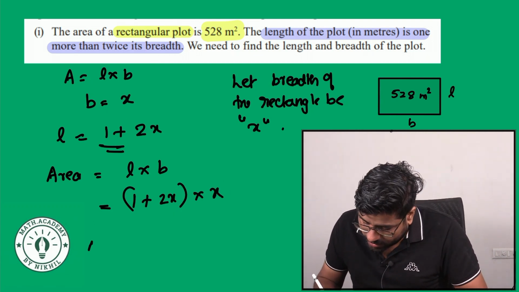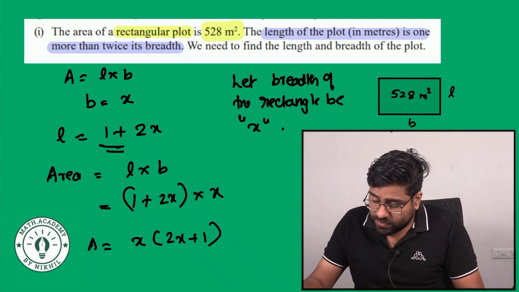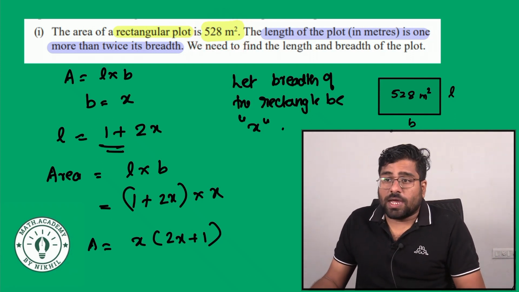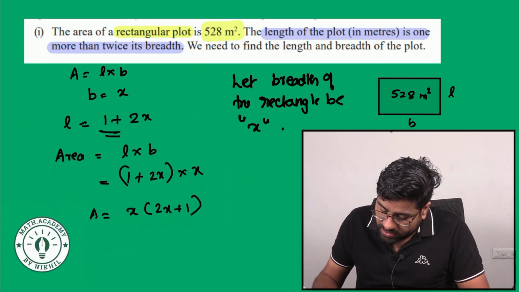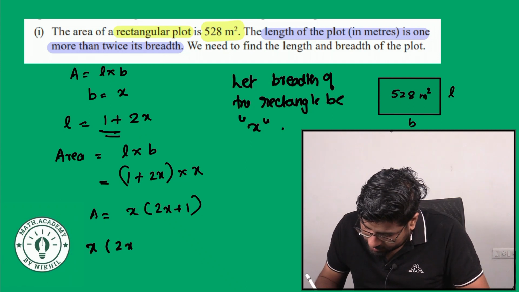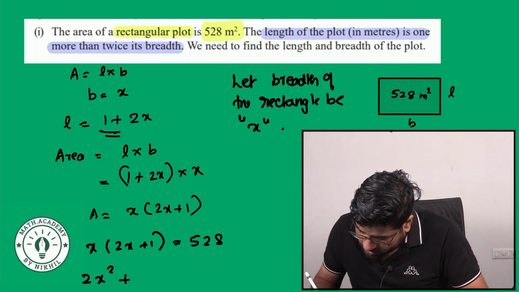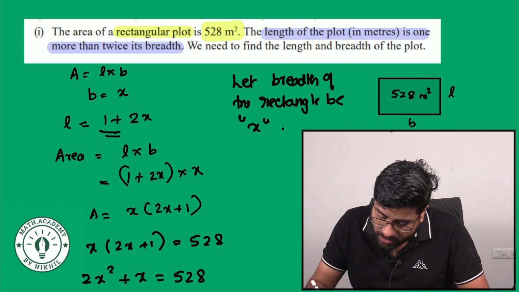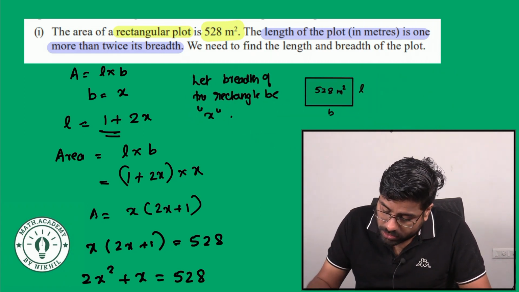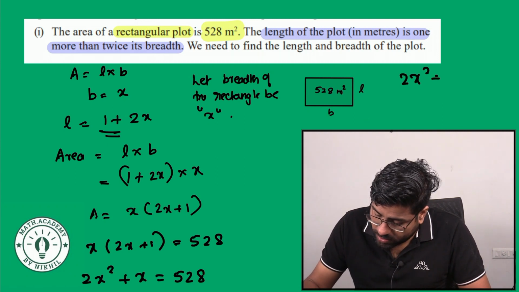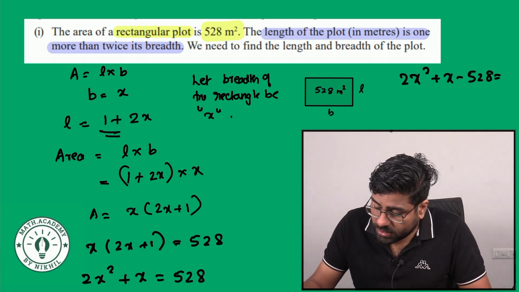Now you can see that your area is equal to x into 2x plus 1, and area is given to be 528. Now let's simplify the equation. The equation is x into 2x plus 1 is equal to 528, or I'll expand, this is going to be 2x square plus x is equal to 528, and I can write my final equation: 2x square plus x. I'll take this 528 to my left side, so that is going to be minus 528 is equal to 0.